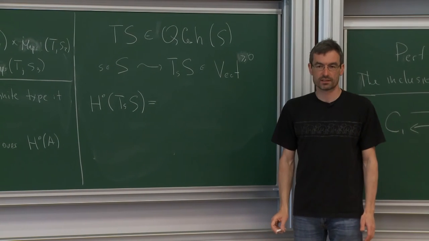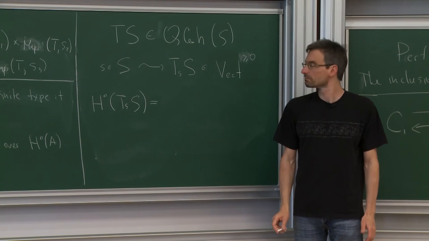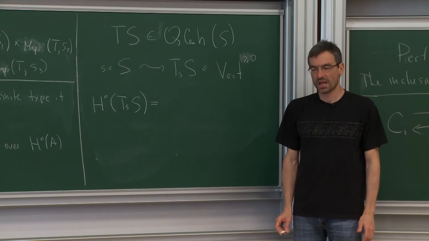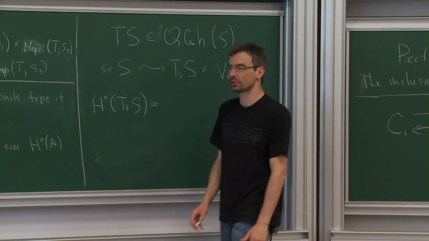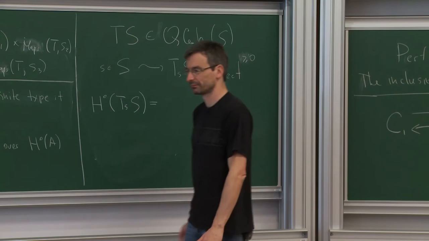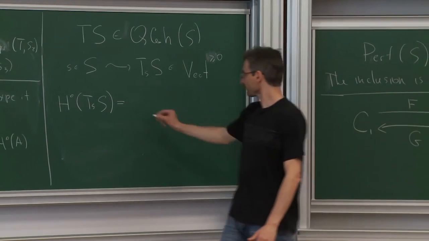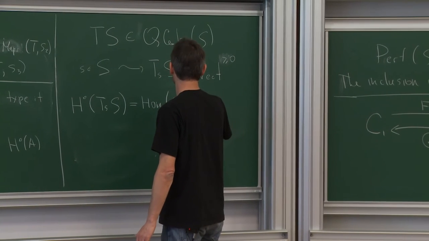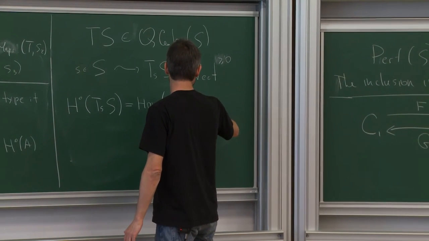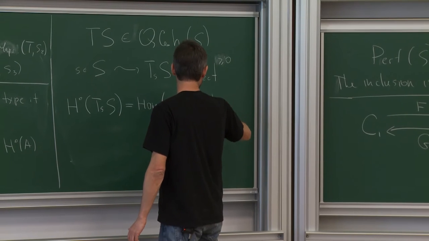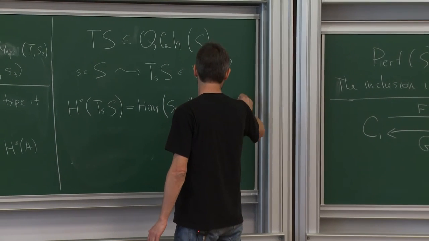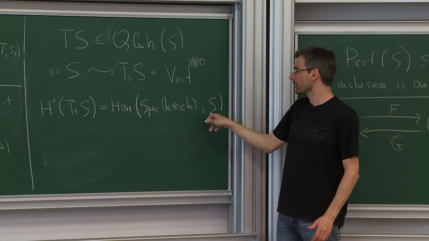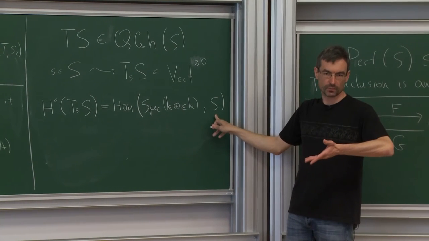Who knows how to define the tangent space of a scheme at a point? Maximal ideal over m squared. The dual. Dual of that, but I want it functorially. The epsilon. Yes. So it's Hom from spec of K[epsilon] to your X, such that the closed point is sent to your point.